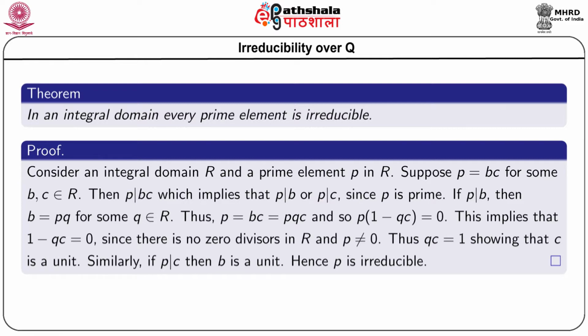Thus, if P divides B, then C is a unit, and similarly if P divides C, then B is a unit. Thus, it follows that either B or C is a unit whenever P = BC, and hence P is an irreducible element in the integral domain R.